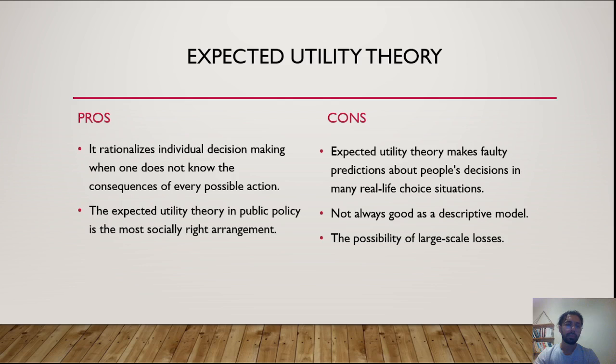Expected utility theory pros and cons. Pros: it rationalizes individual decision making when one does not know the consequences of every possible action. The expected utility theory in public policy is the most socially right arrangement. And the cons are: expected utility theory makes faulty predictions about people's decisions in many real-life choice situations, not always good as a descriptive model. The possibility of large-scale losses.